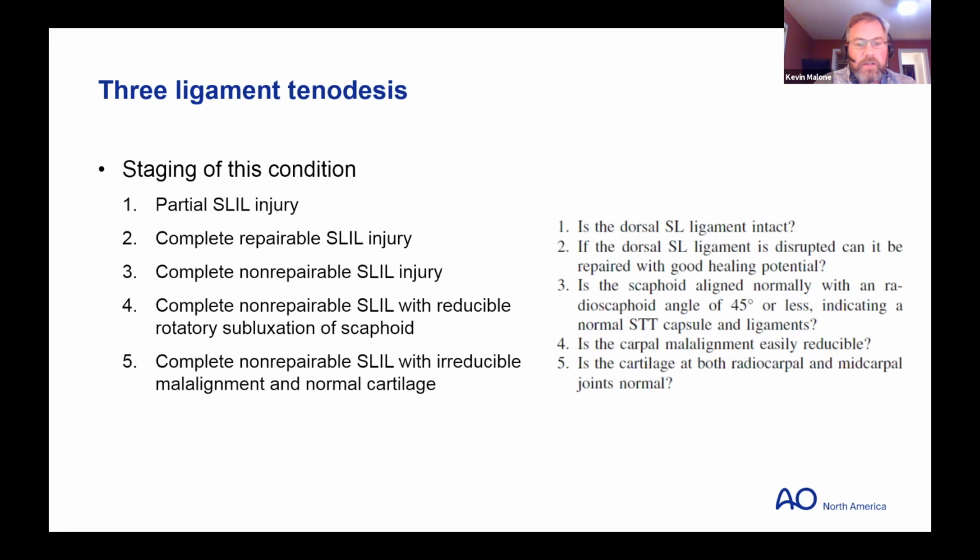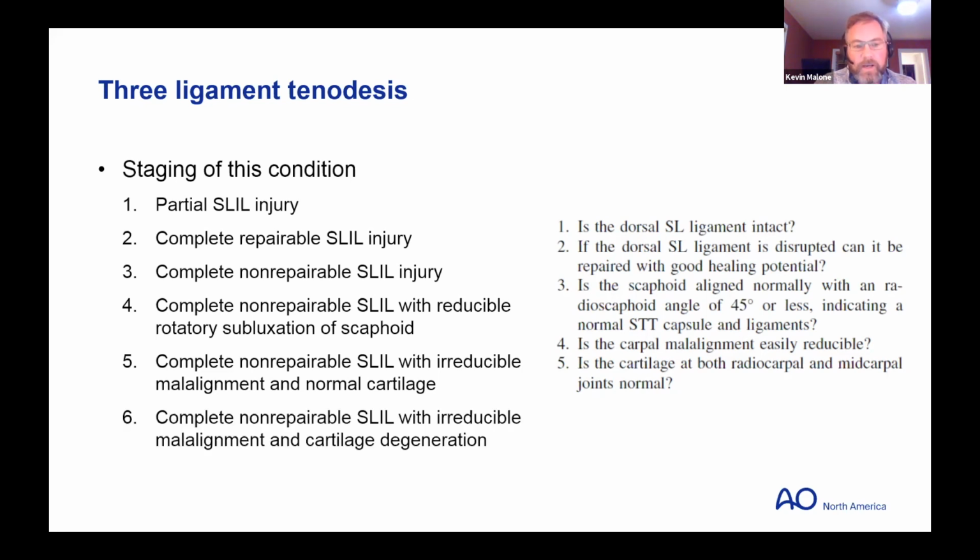And then as it lasts longer, now you have an irreducible deformity, and even further with cartilage degeneration across the radiocarpal or midcarpal joints. And so, I think what we're really looking for is these stage 3 and stage 4, where you have complete but flexible deformities that are easy to reduce. Stage 1 and 2, these may be more appropriate for a variety of different primary repair or augmented repair techniques. And stage 5 and stage 6, I think we're pushing ourselves more into salvage procedures.